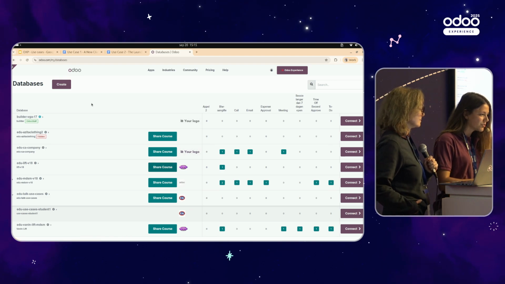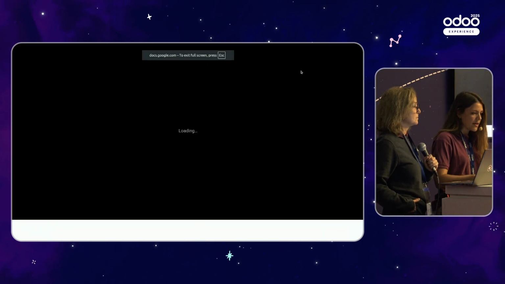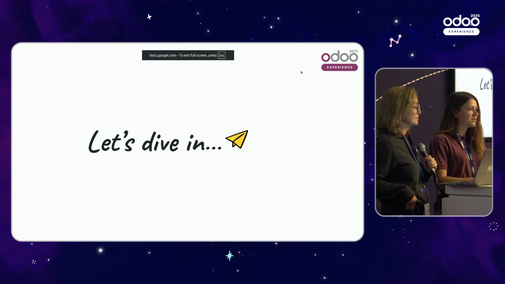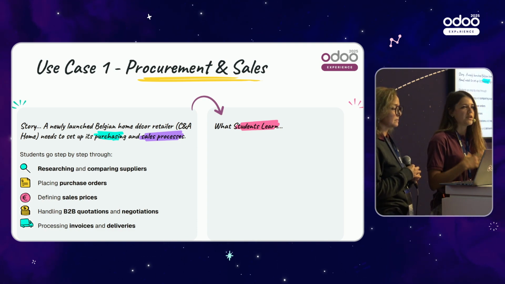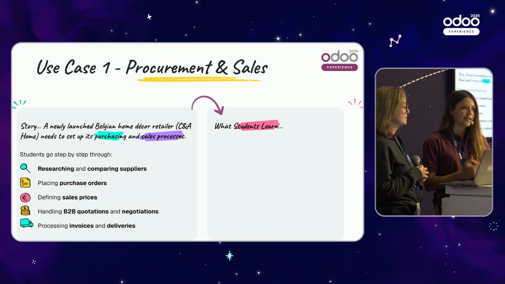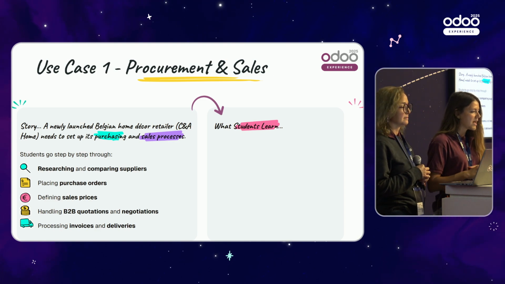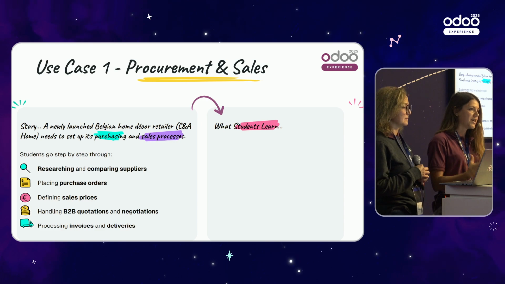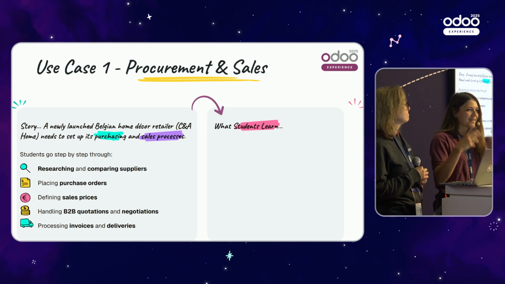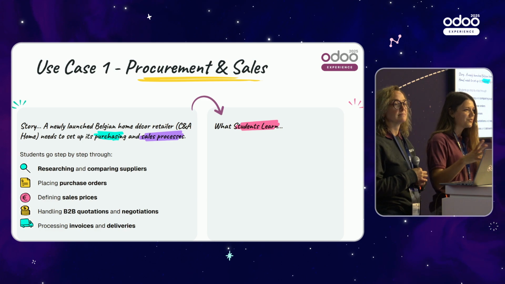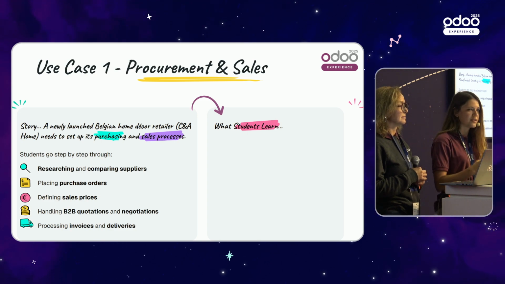Now I want to show you how it works with 2 examples. We have different chapters, and the first one is about procurement. Students have to play the role of a CEO of a new company, a new retailer of home design goods, and we need to set up our purchasing and sales strategies. For this, the students will have to compare different suppliers, then set the sales strategies, and also handle the deliveries.